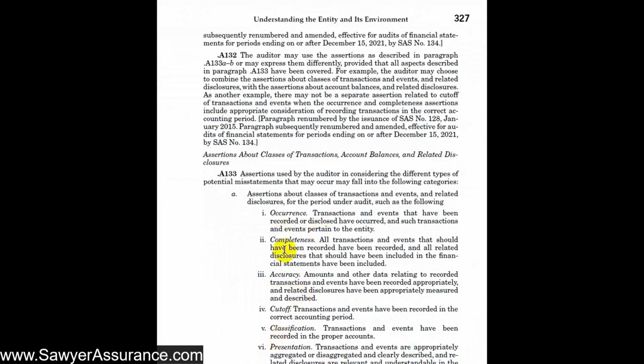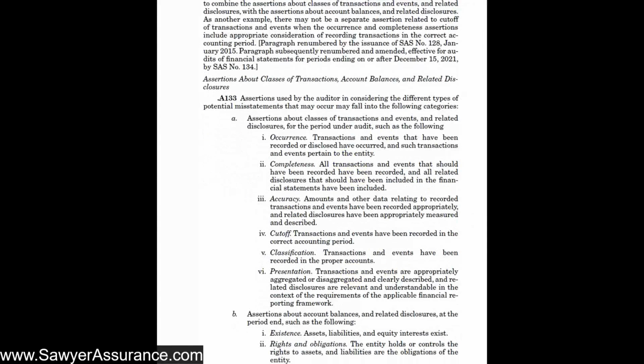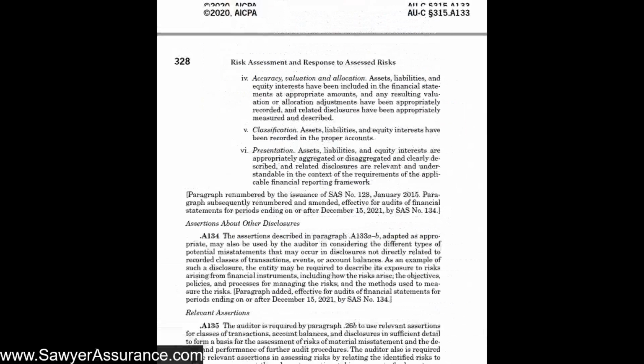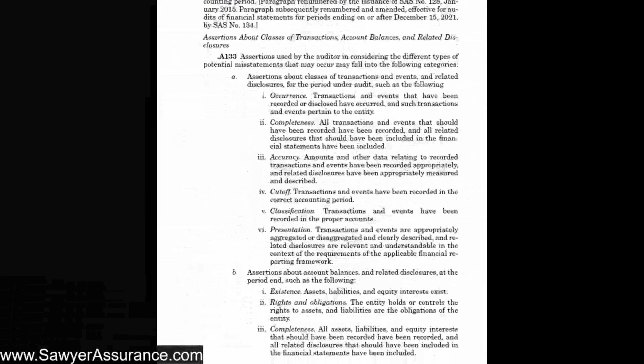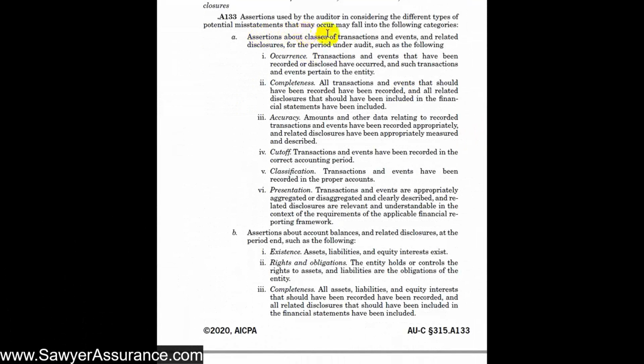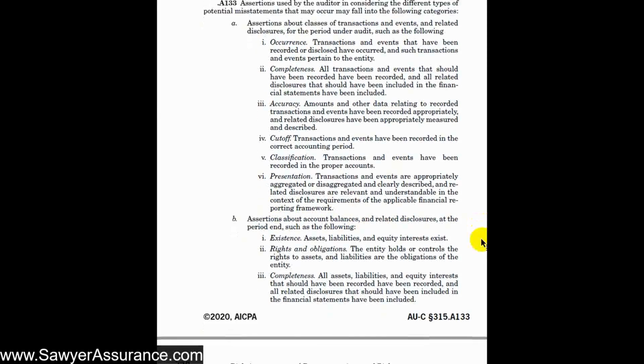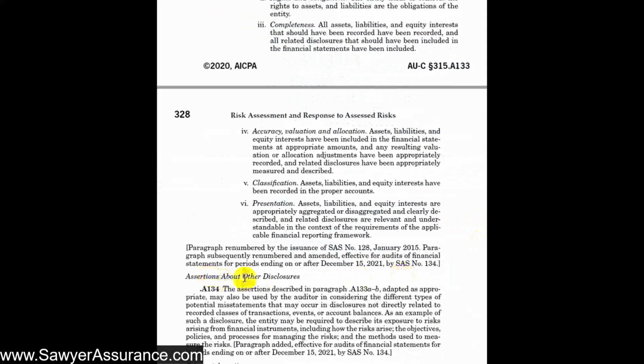And so shortly, we're going to get into the specific assertions, but it says here that we can certainly name them differently, or we can choose to combine some. That's all fine as long as we address each of them and determine the relevant ones. So assertions used by us in considering different types of potential misstatements may occur in the following categories. We have three main categories: assertions about classes of transactions and events, assertions about account balances, and assertions about disclosures.